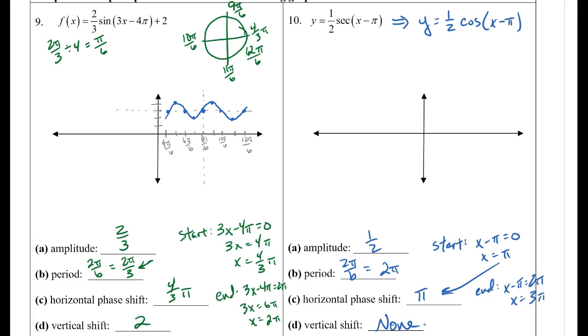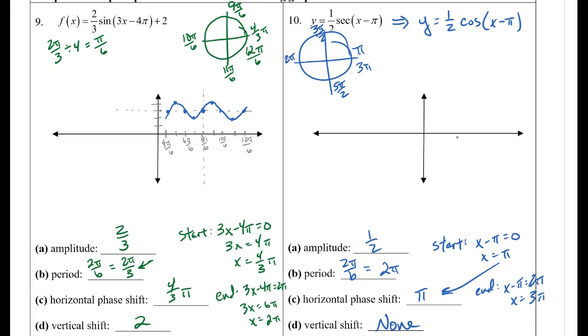Alright, so to find our intervals, we know we start at pi, we end at 3 pi. Since my period is the normal 2 pi, we're going to count by pi halves. So this is 3 pi over 2, 2 pi, 5 pi over 2. And again, I'm not going to have enough room to go forward a full second revolution, so I'm going to count backwards as well.